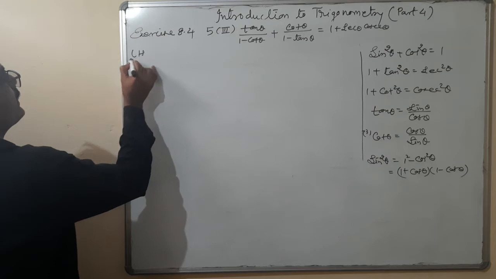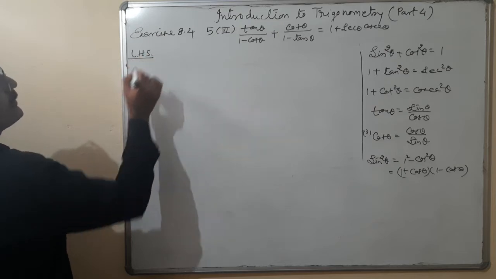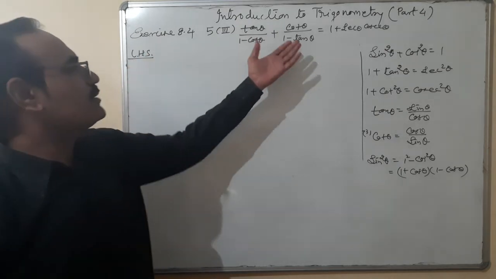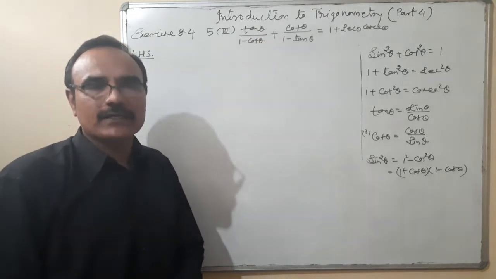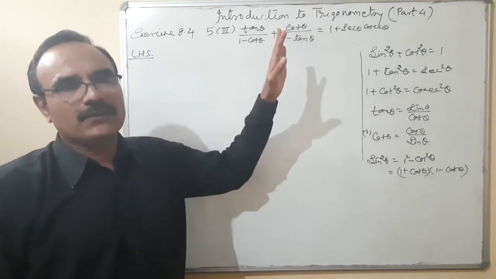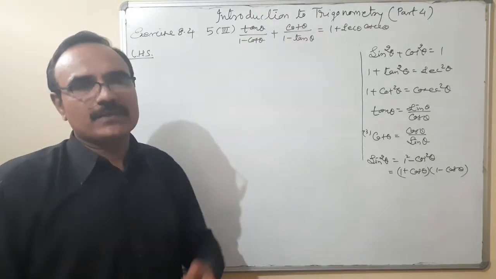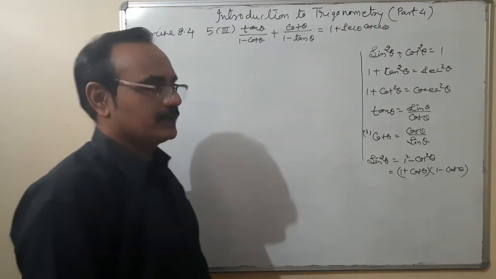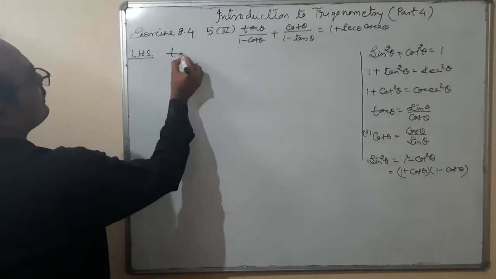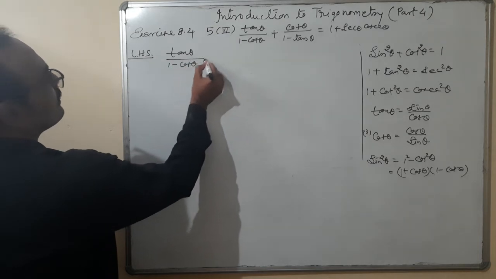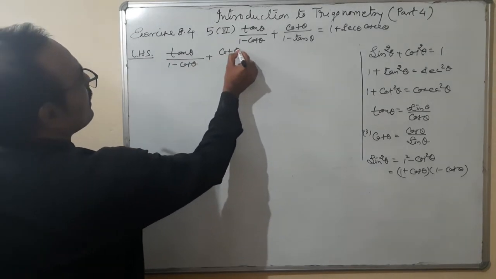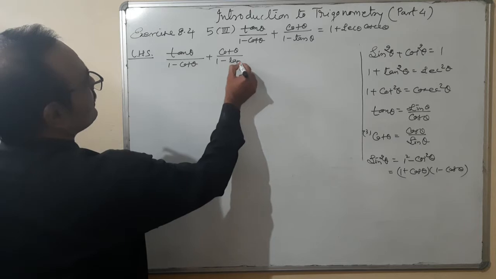LHS. Why have I taken LHS here? Reason: because the number of terms is 2. First of all, tan and cot are to be converted to the form of sin and cos, taking LCM and then calculating. After that, let us see which step is coming. Accordingly, we'll have to solve it. Okay. So I am taking the left hand side term: tan theta upon 1 minus cot theta plus cot theta upon 1 minus tan theta.